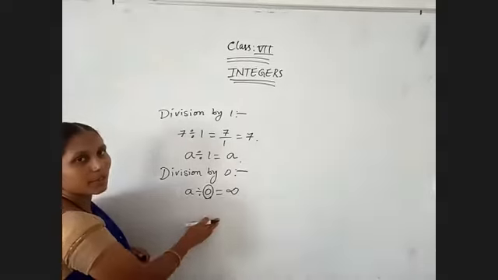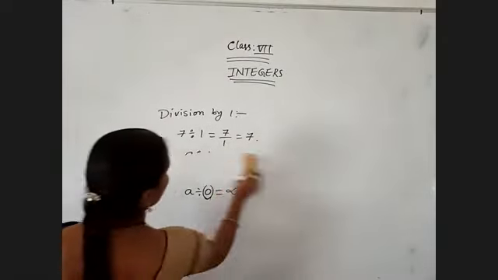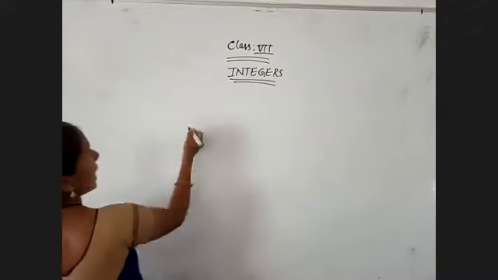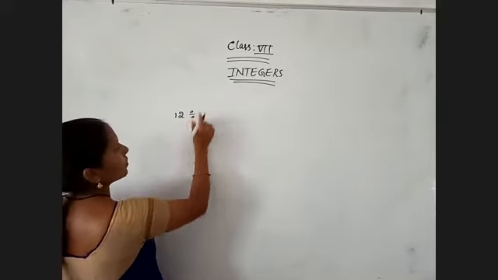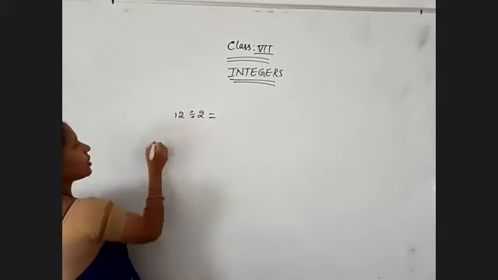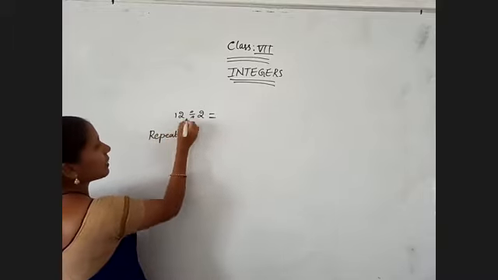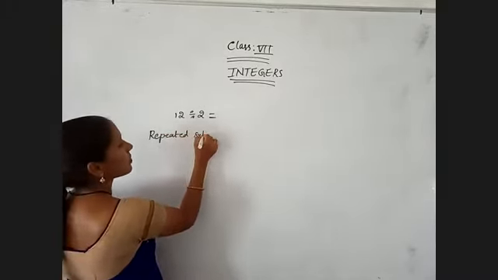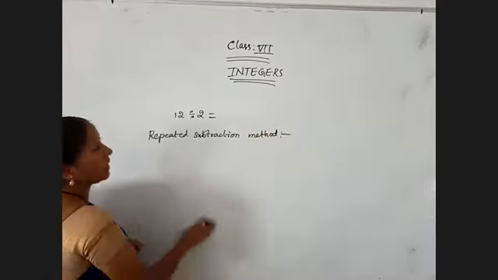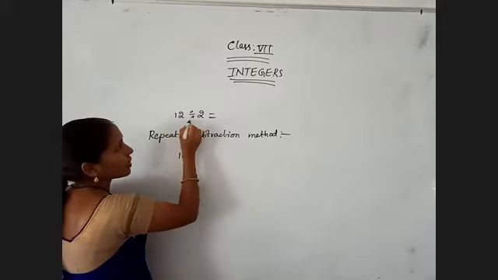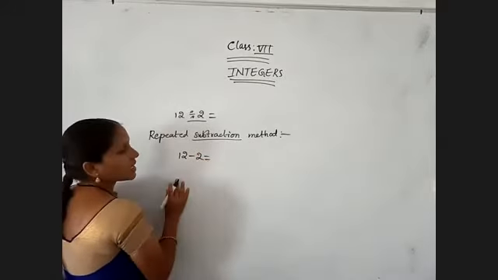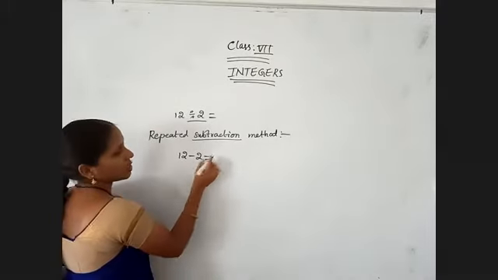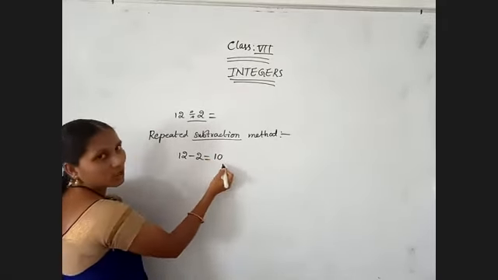Already I have shown this with the repeated subtraction method also. So once again I am using the repeated subtraction method. Suppose I have 12 divided by 2. Division is nothing but repeated subtraction. So we subtract 2 from 12: 12 minus 2 is equal to 10.